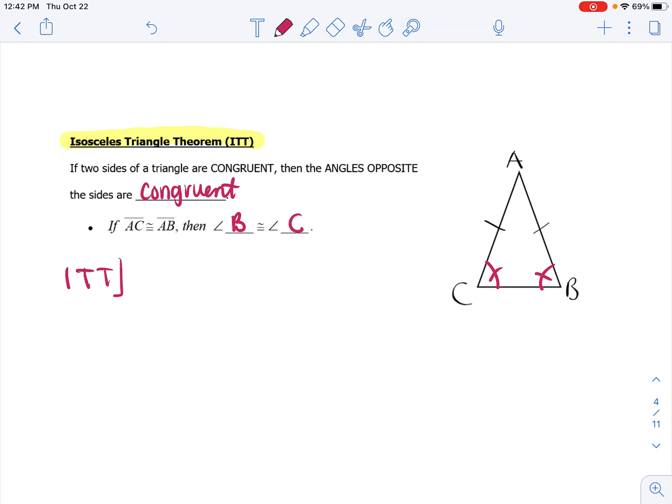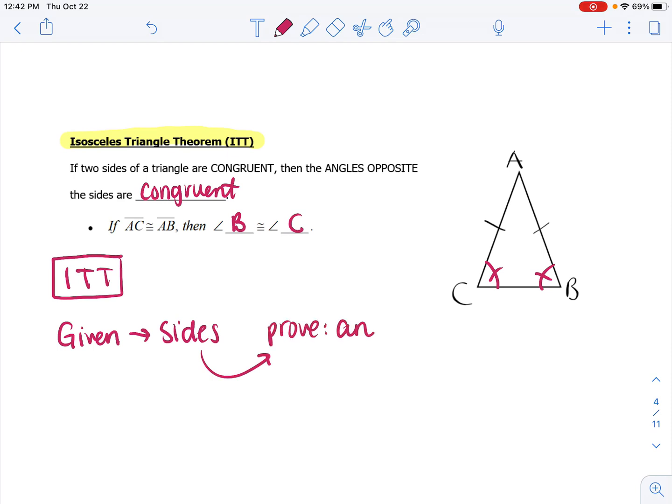So the isosceles triangle theorem, when you're looking at that, you're given information about the sides. And then if you know the sides, then you can prove that the angles, the base angles, are congruent. So this goes from sides, knowing about the sides, to knowing about the angles. We also have an isosceles triangle theorem converse. And what would happen there with a converse theorem? What are we doing to the hypothesis and the conclusion?